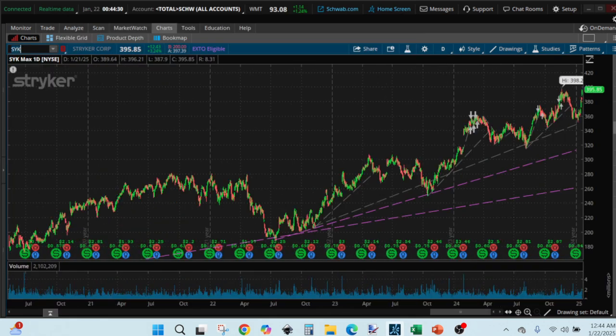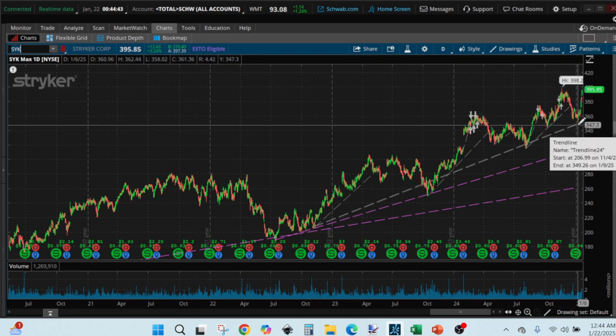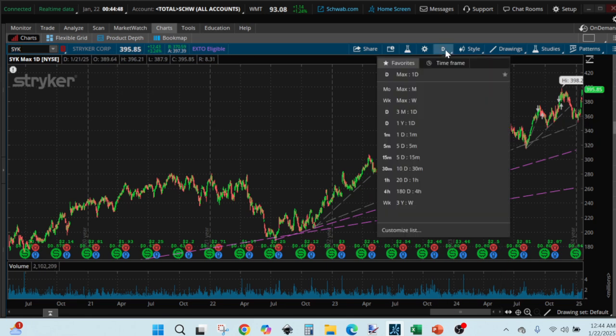So SYK, we like to buy at either one of those trend lines, but for the moment we bought it and the price dropped on us and now it starts going up. It used this trend line as a support line, it used that trend line for support and started going up.